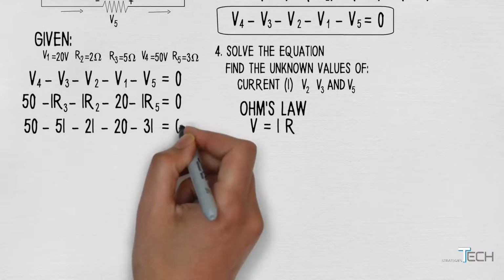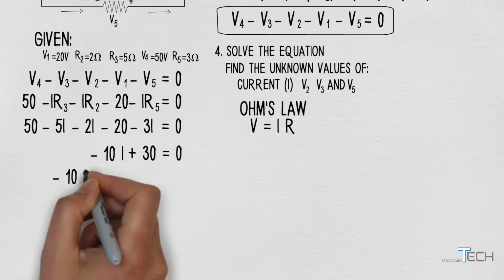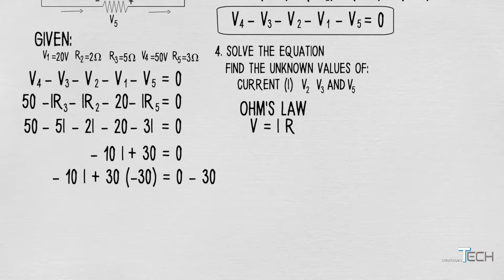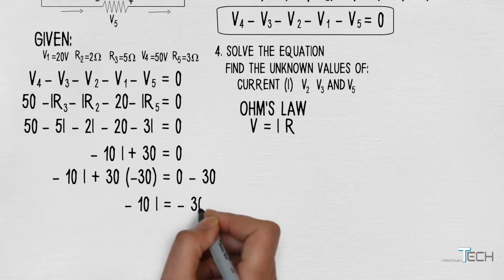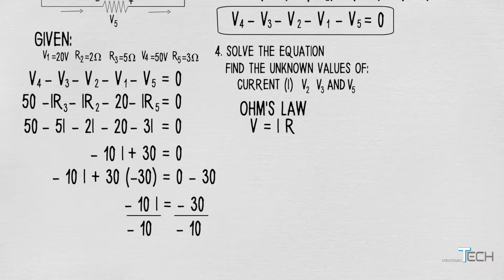And then combine like terms. Negative 5I minus 2I minus 3I gives us negative 10I. 50 minus 20 gives us positive 30 equals 0. Let us subtract 30 on both sides of the equal sign to eliminate 30 on the left side. Then divide both sides by negative 10, then I equals 3 ampere.